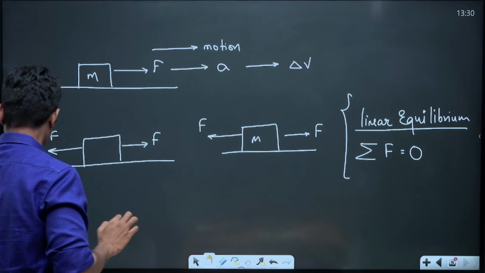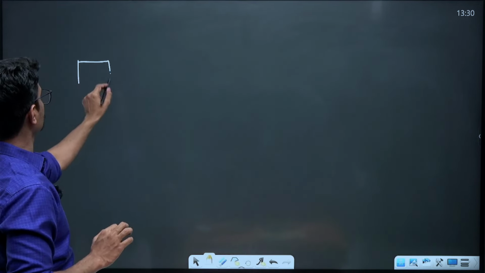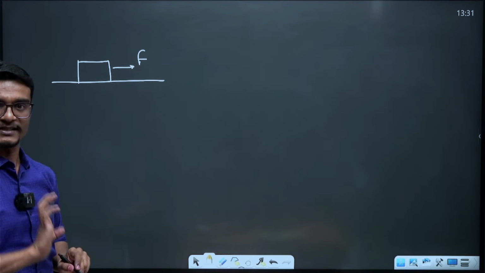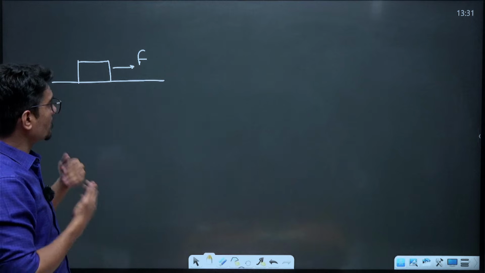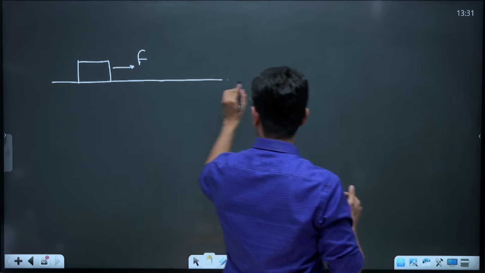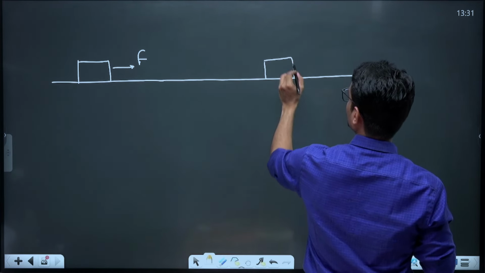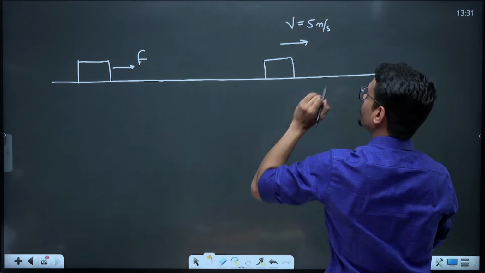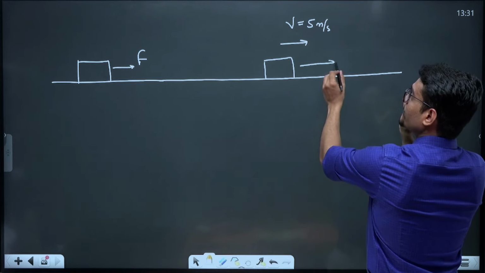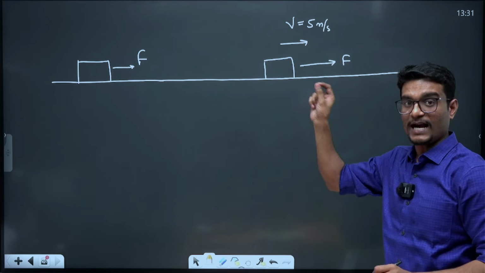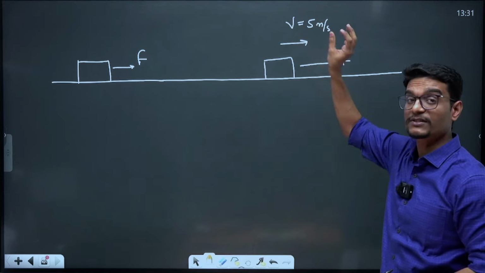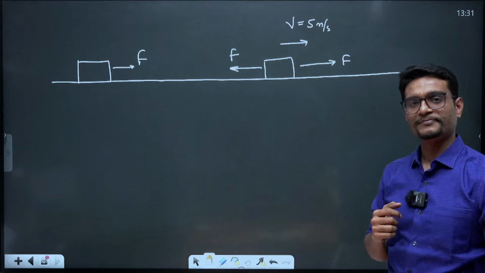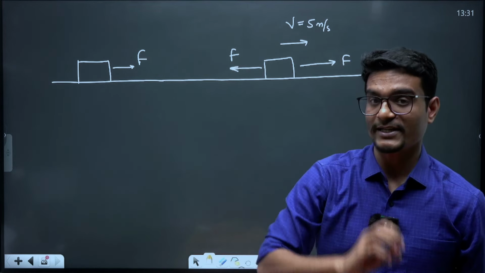So let us say I have a block and it is applied with the force F. Let us take the scenario. The velocity will go on increasing, and let us say at some point the velocity is 5 meters per second. At that specific instant, when the velocity is 5, I start to apply one more force in the opposite direction.